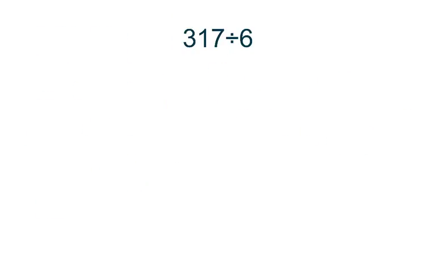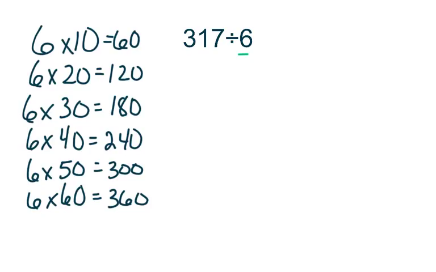Two more problems for us to go tonight. I want you to do the same thing here. List your multiples of 6. Find your sandwich, which is it between, and then what is it closest to? All right, I have listed my multiples and I found my sandwich all the way down here. So 317 is between 300 and 360.